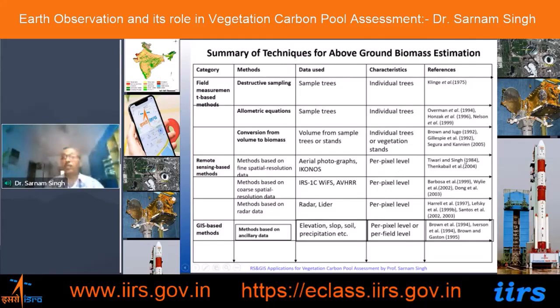Some of the pioneer works are by Tiwari and Singh from ISRO, Kankawell. They are some of the pioneers who have used the aerial photographs or IIRS data or any other data to correlate these reflectance values at pixel level with the field observations and try to generate some equations. And of course, now we have the models, GIS based and all that. So a lot of progress has been made.